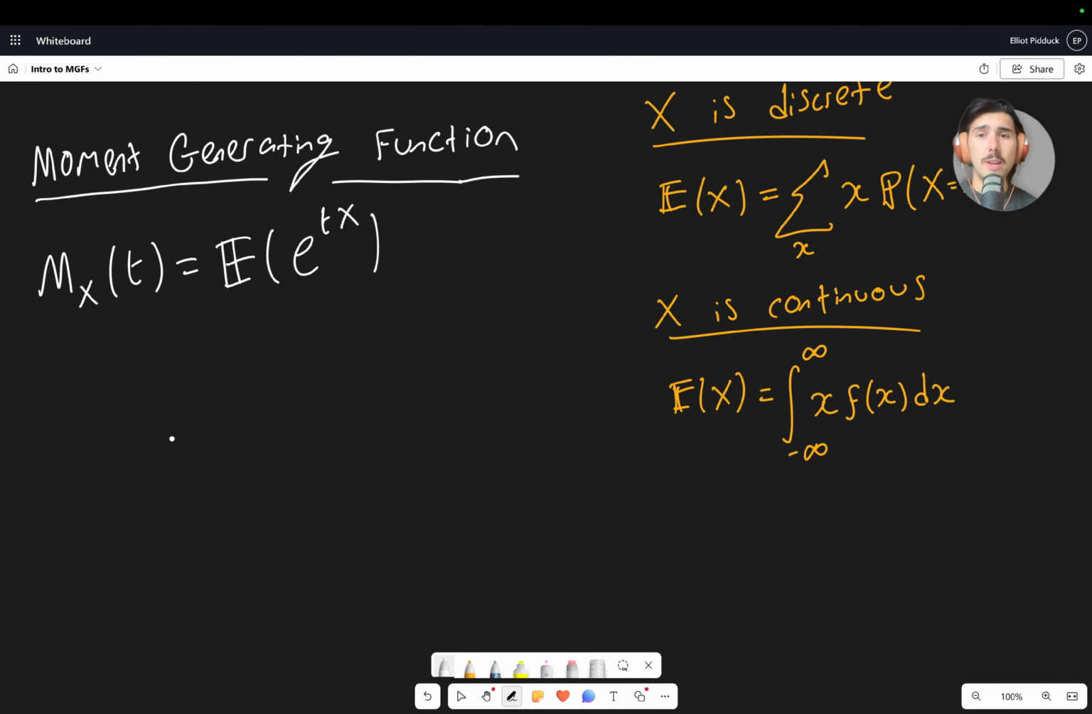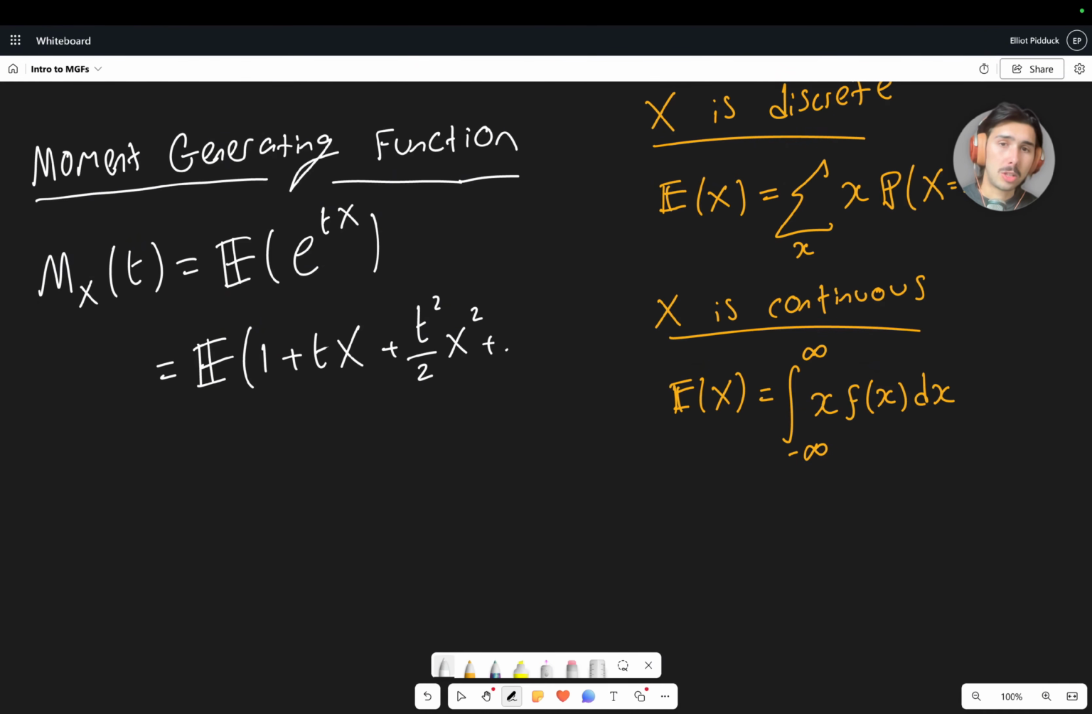So what we can do here is use the Maclaurin series, or the Taylor series centered about 0, for e to the tx to rewrite the moment generating function as the expected value of the following: 1 plus tx plus t squared over 2 times x squared plus, dot, dot, dot.